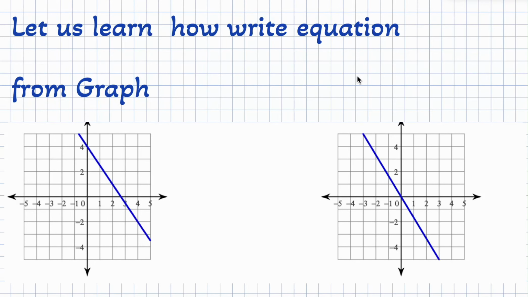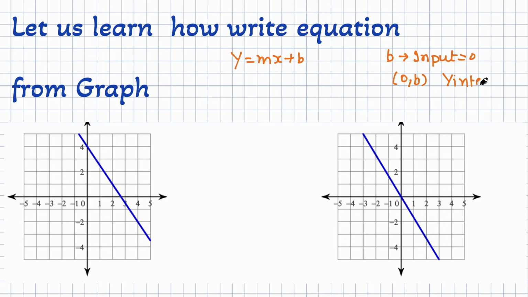Now let's learn how to write an equation from the given graph. Our basic concept is not going to change, which is y = mx + b. First we will find b. B is the initial value. That means at that particular point the input is equal to 0, and if the input is 0, the coordinates are (0, b), which is the y-intercept.